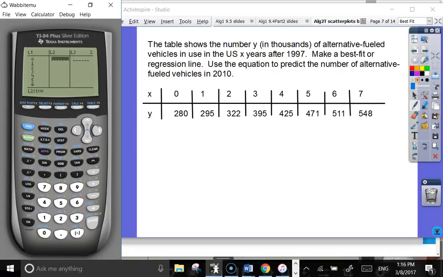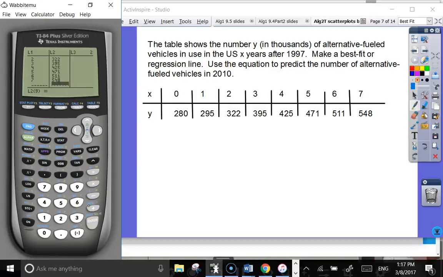Okay, 280, 295, 322, 395, 425, 471, 511, 548. Make sure you got the same number of values in each list. You'll get an error if you don't.